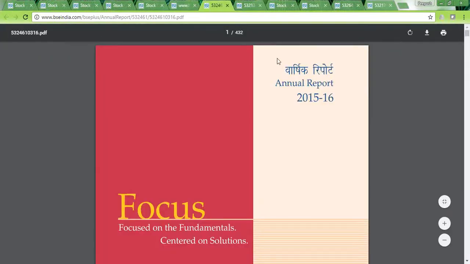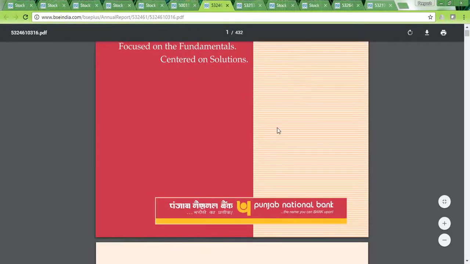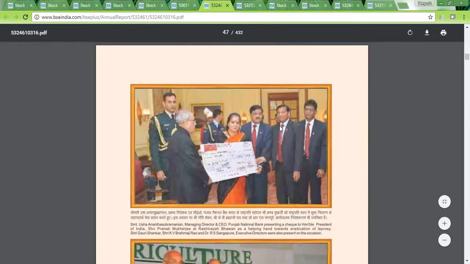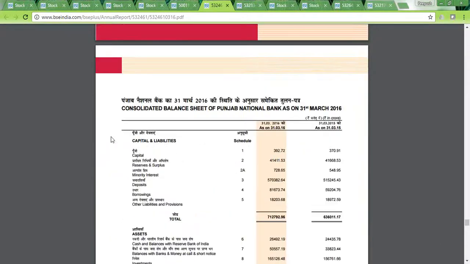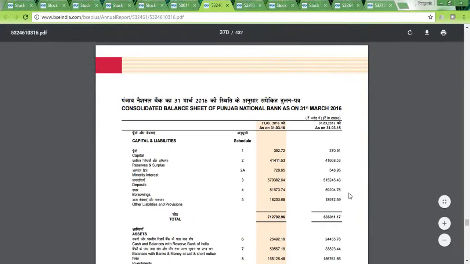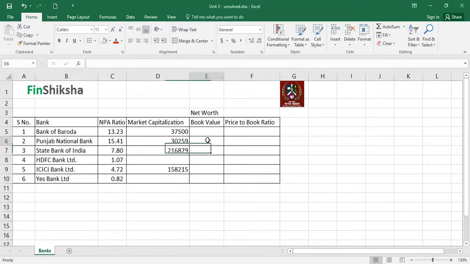Let's put in some numbers for these companies. So this is PNB. Let's try and identify where can we find the book value for PNB. So there we go. This is on page number 370 in their annual report. We find the consolidated balance sheet. The book value is in rupees crore. This should be 392 share capital plus reserves and surplus, which is 41411. So 392 plus 41411. For Punjab National Bank, it's 392 plus 41411, right?